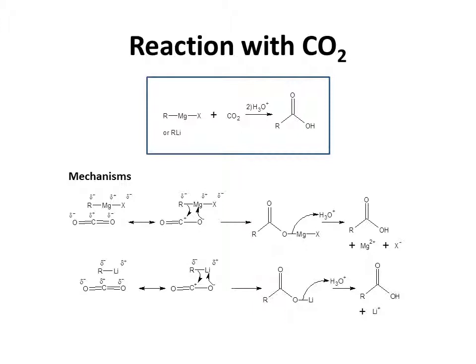Now with organolithium reagents, the mechanism is similar. Again, you stack the partially negative R group over the partially positive carbon, and the partially negative oxygen is going to interact with the partially positive lithium ion. You'll exchange the pieces. So now R is attached to C+, and Li is attached to O-, forming a lithium salt. In the second step, we protonate the oxygen, forming our carboxylic acid and releasing the lithium cation.